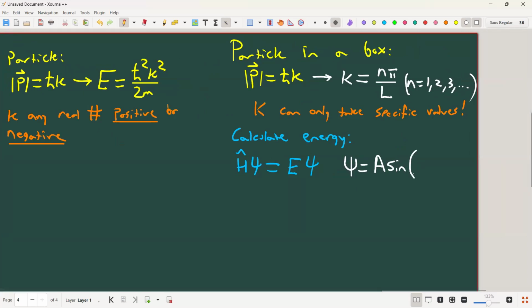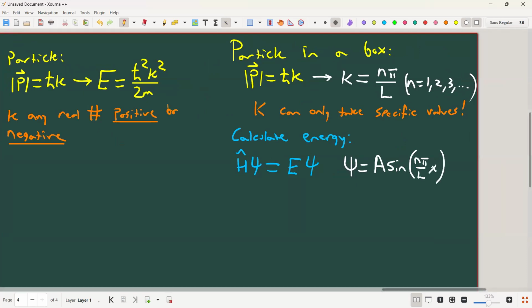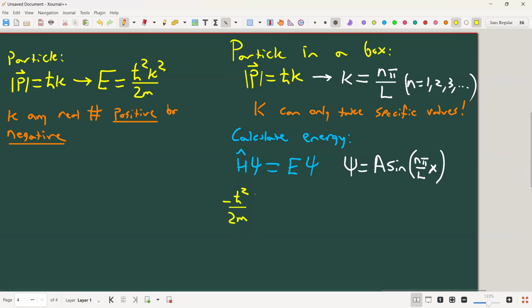Sine, remember it's kx, but k has to be n pi over L. So that's n pi over L x. So this is our sine wave. Remember, n can be any integer value between 1 and infinity. So we have minus h bar squared over 2m times the second derivative of the wave function.